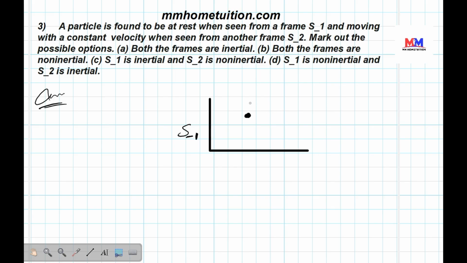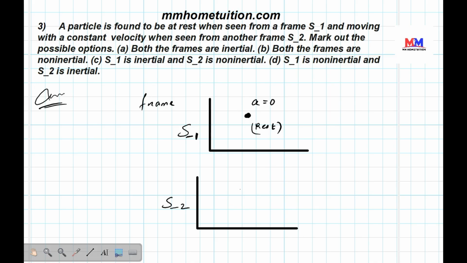When the particle is at rest, acceleration is 0. So in frame S1, the particle is at rest. If the particle is at rest, acceleration is 0. And moving with constant velocity when seen from another frame S2. So this is another frame, S2. From this frame the particle is seen to be moving.